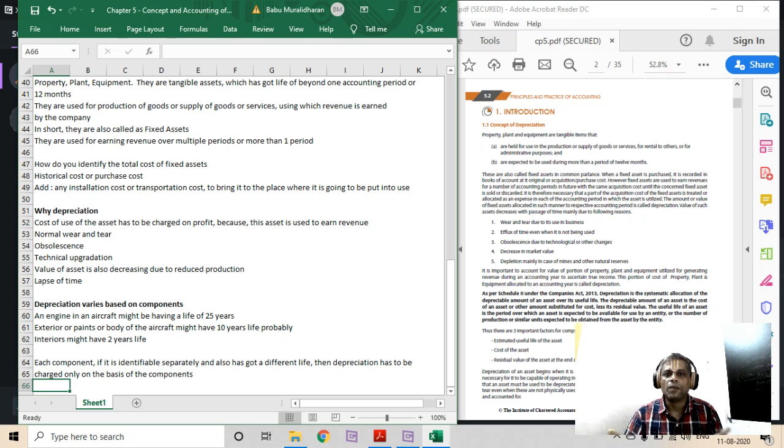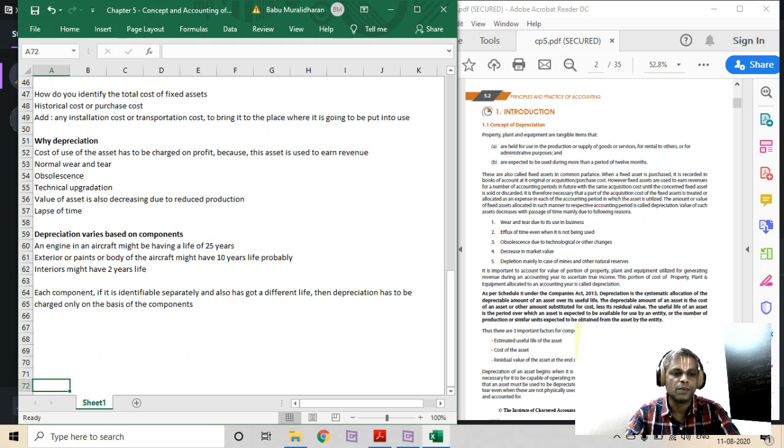And aircraft has got multiple components, and each component has got a different shelf life or productive life. So the depreciation on that particular component has to be charged separately to give a true and fair view of the financial statements. Now coming back to, since I touched on the topic of financial statements, why should we charge depreciation again? Why depreciation? Because the product is having wear and tear, obsolescence, etc.